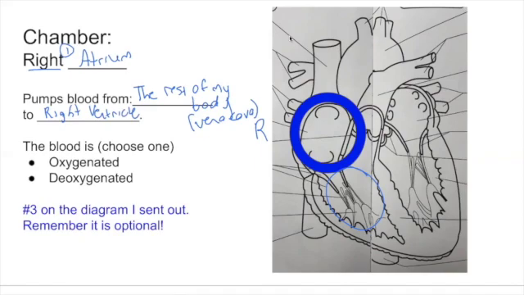And then I just have to decide, okay, does this blood have oxygen or is it deoxygenated? And I know it's deoxygenated. So you can either highlight deoxygenated. If I were you, I would just erase the oxygenated bullet point. It's up to you how you would like to do it. And that's all you have to do for that one.